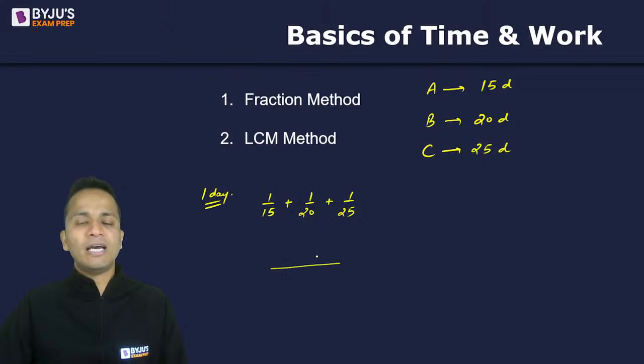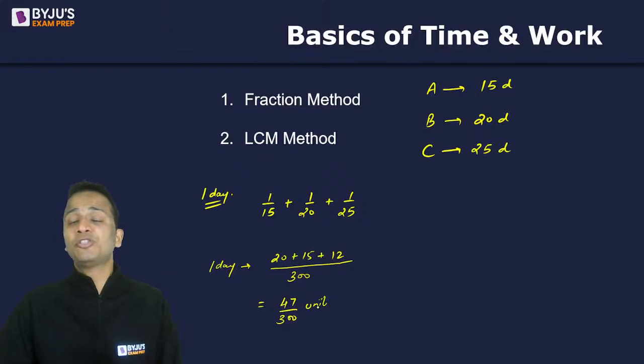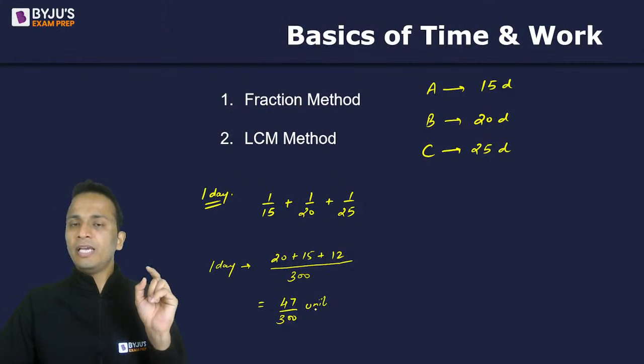Now, I'll add all these numbers. That will give you the 1 day work when A, B, and C will work together. So taking the LCM here, 15, 20, and 25, what will their LCM be? It will be 300. So 20 plus 15 plus 12. So that is equal to 47 upon 300. So 47 upon 300 units of work is finished by all three of them in a single day.